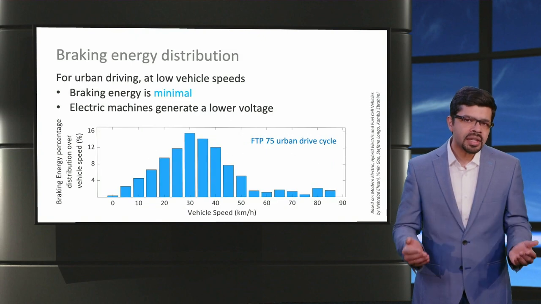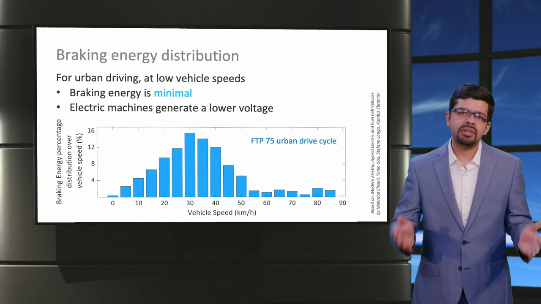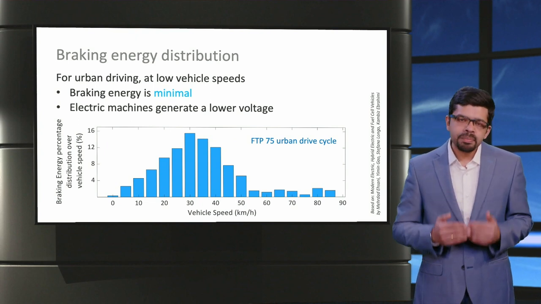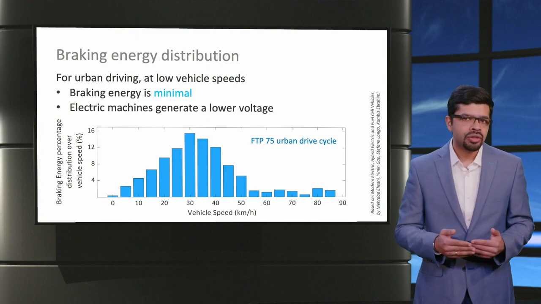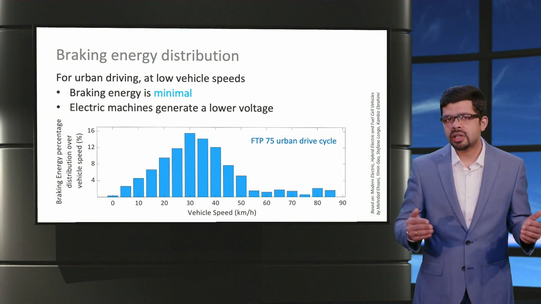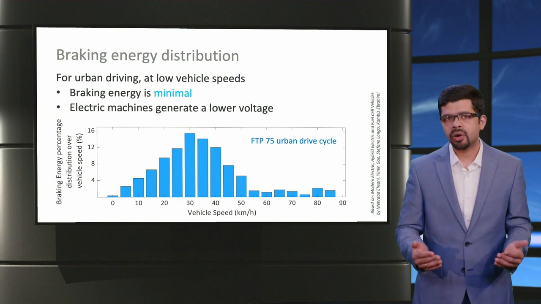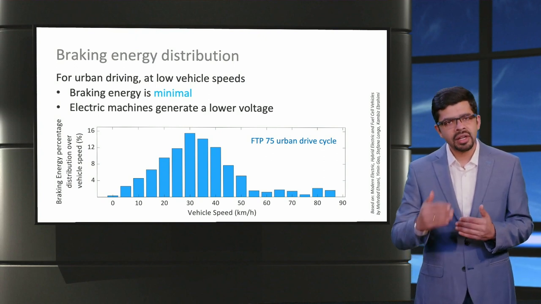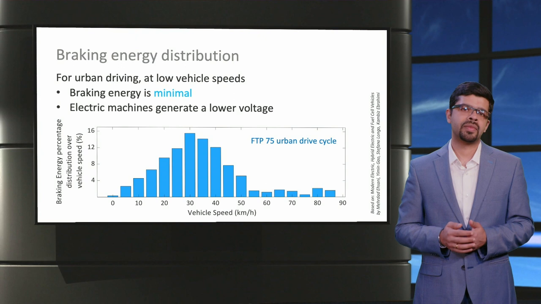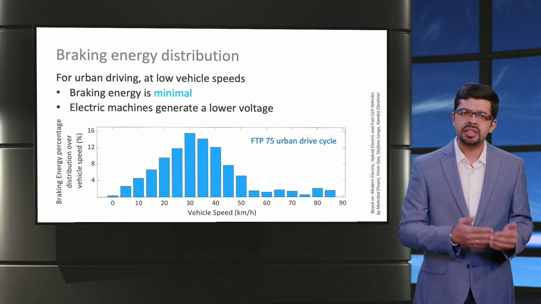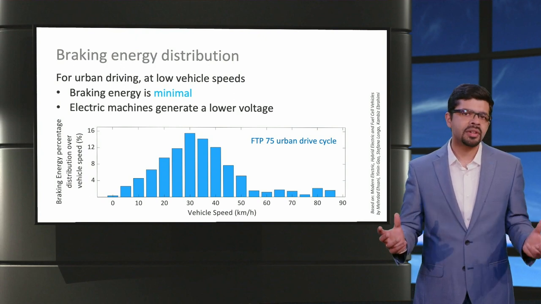Let us look at the percentage distribution of the braking energy with respect to the vehicle speed for the FTP 75 drive cycle. Below speeds of 15 km per hour, the braking energy for a typical car is minimal, usually less than 15% for most urban driving cycles. Hence, regenerative braking is generally deployed only after exceeding a certain threshold speed, and normal mechanical braking is applied at lower speeds. Further, electric machines generate a lower voltage at lower speeds, making it challenging to recover the braking energy efficiently.